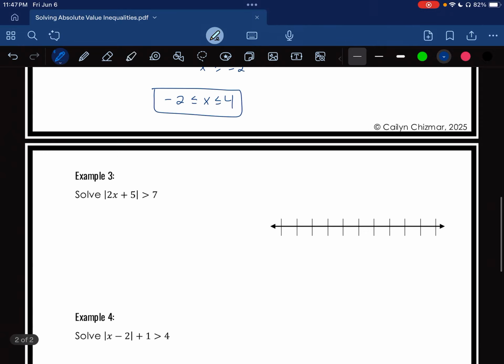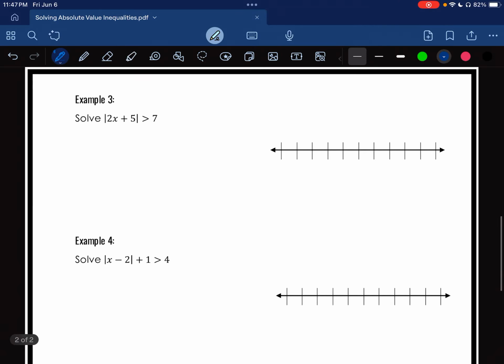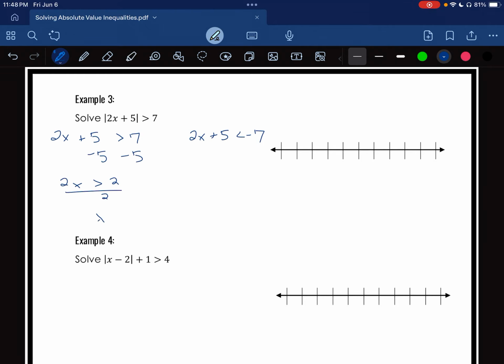All right, example 3. Again, no need to do any isolating. We'll just jump into the setup. Got 2x plus 5 is greater than 7, or 2x plus 5 is less than -7. Go ahead and divide everything by 2. You get x is greater than 1. Over here, I'll have 2x is less than -12. Divide everything by 2. I'll have x is less than -6.